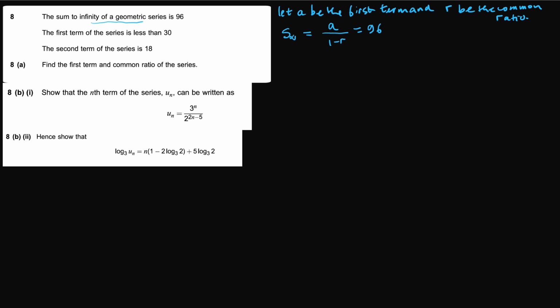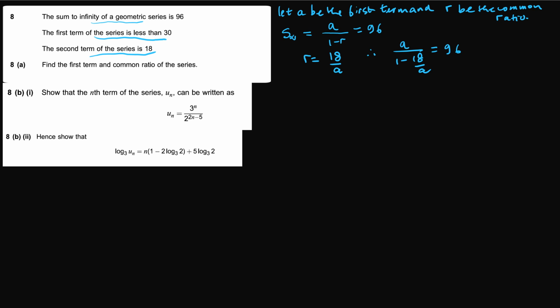We don't have a, since the first term is less than 30. The second term is 18, so I can write r as equal to 18 over a. Then substituting that into the equation for the sum to infinity, we can write a over 1 minus 18 over a is equal to 96.